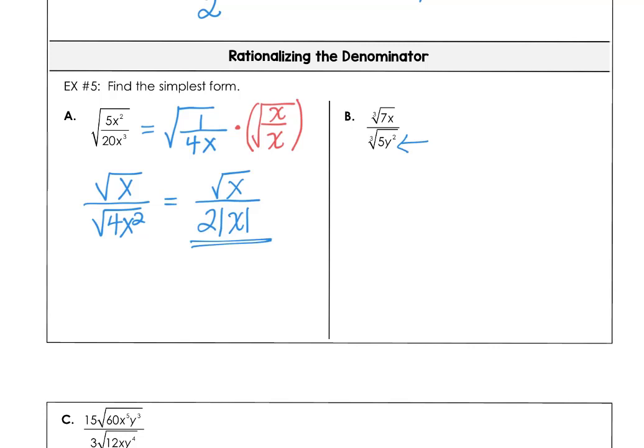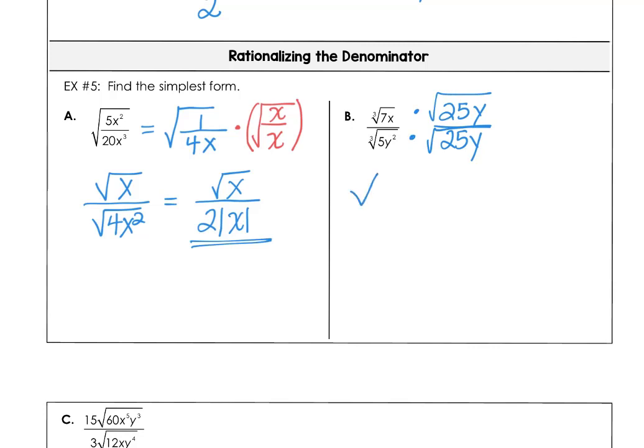To get a perfect square, I need 2 more 5's and 1 more y. So if we multiplied the bottom by 25y, we could also multiply the top by 25y. That would give us that perfect square for the denominator to rationalize that denominator. So 25y in the numerator and 25y in the denominator.